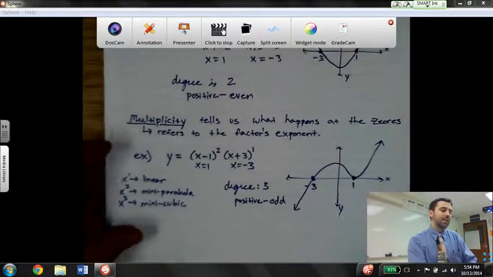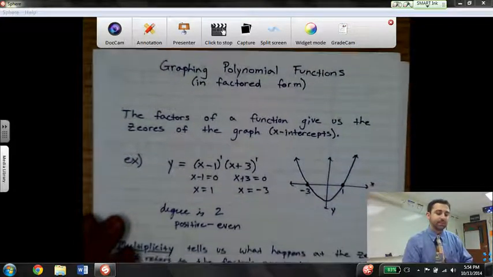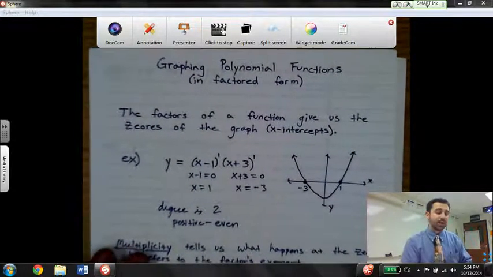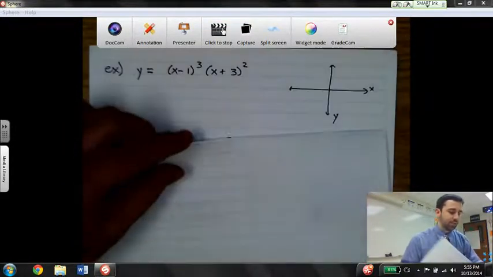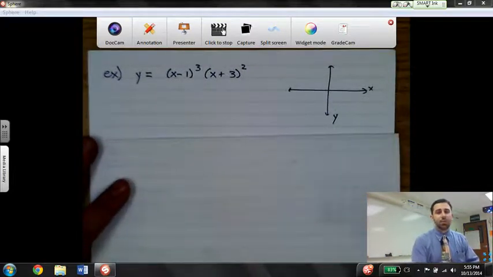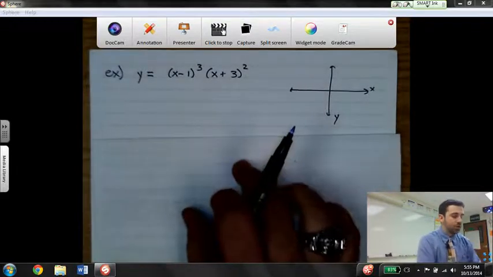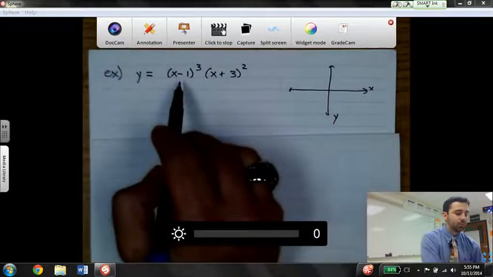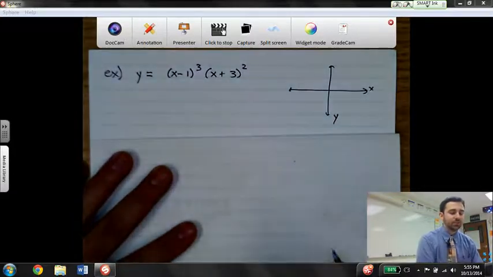And once again, it is called graphing polynomial functions, but what we are doing by drawing the roots and sketching end behavior is really sketching. So let's look at another example. Y equals (x minus 1) cubed times (x plus 3) squared. Notice here the x minus 1 has a multiplicity of 3 and x plus 3 has a multiplicity of 2.